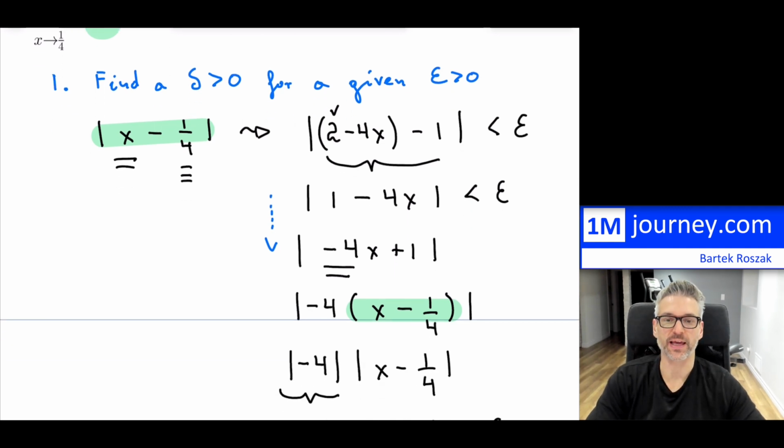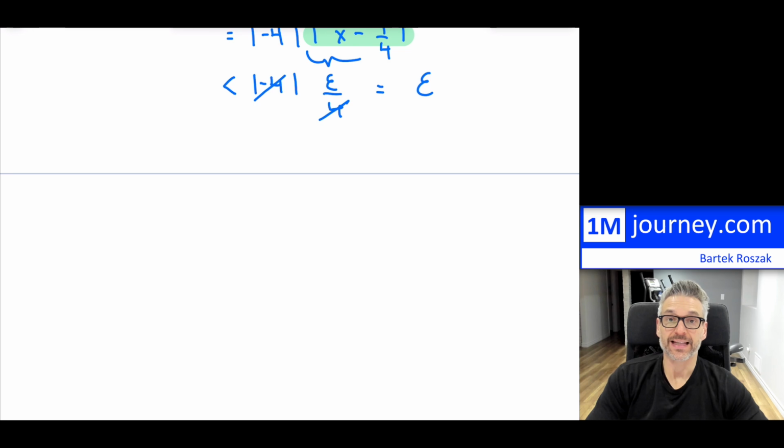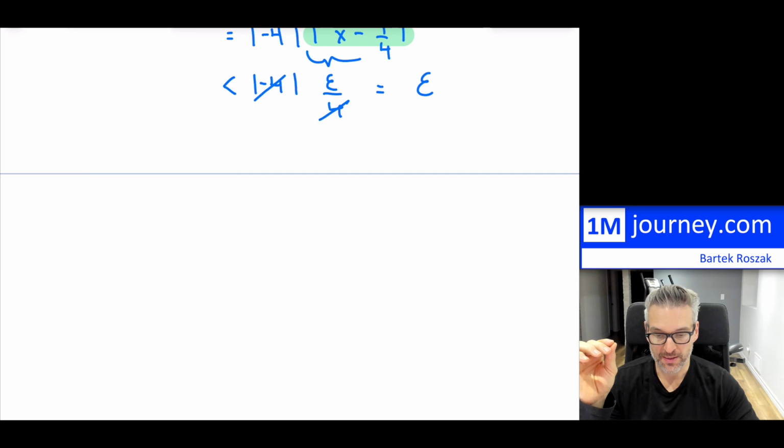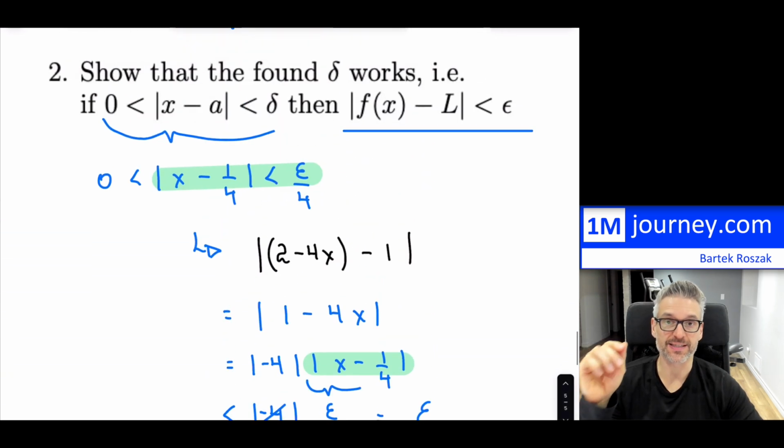The last example is the general case. I'm not sure if you've noticed, but there's a pattern here for all the linear ones. The pattern is that the delta is always equal to the epsilon divided by the absolute value of the slope. That's what it will be for all linear functions if you're doing limits.